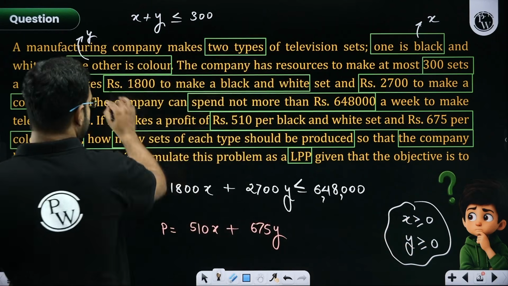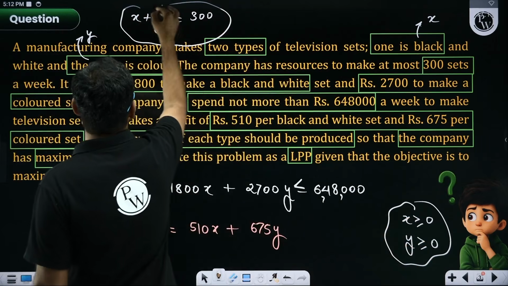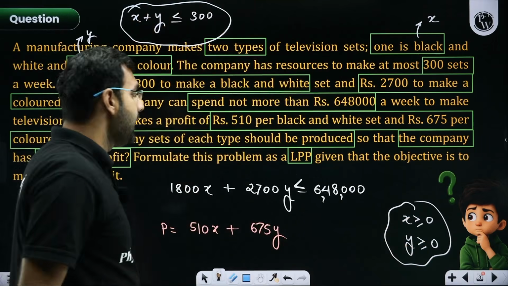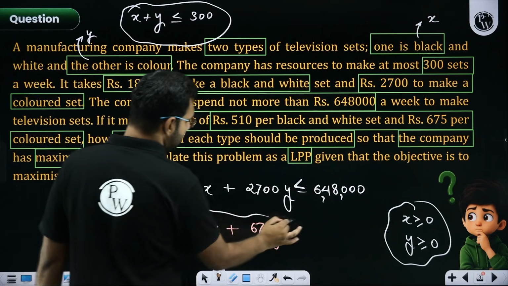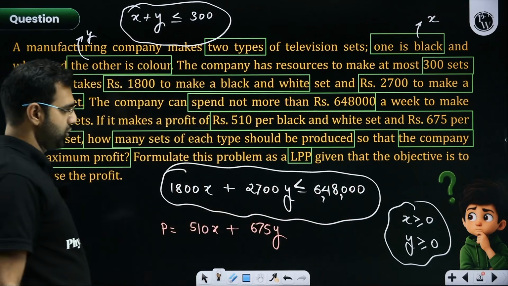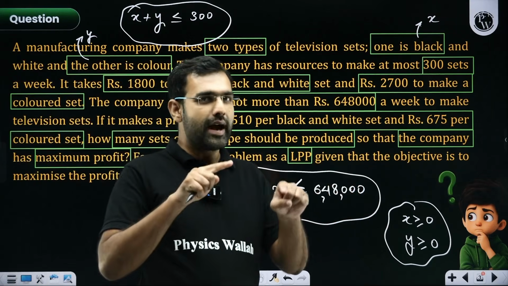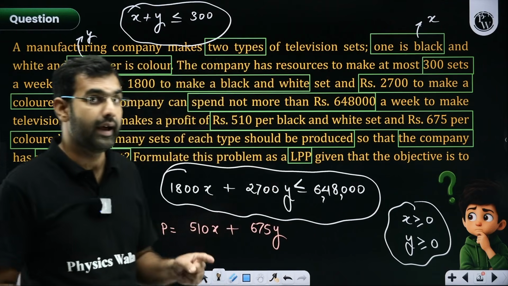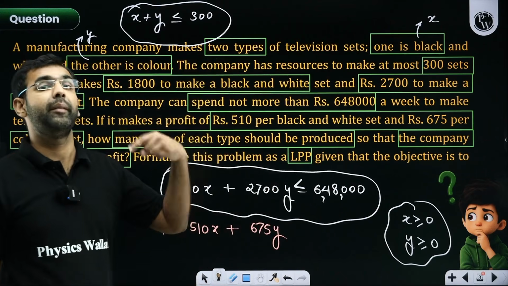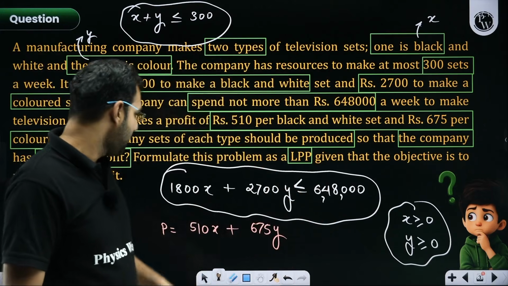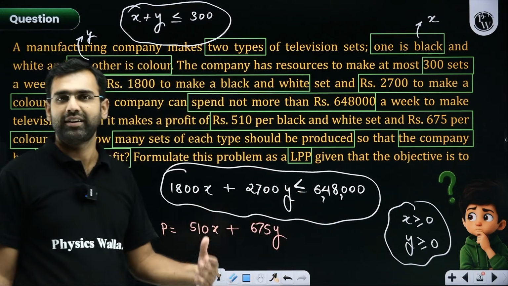And the second condition is that the total number of TV sets will be less than 300. And the money which I'm spending will be this. So this is my third condition. Based on this, I'll first of all get a region. With that region, I'll get corner points. And at those corner points, I'll get the optimized value, maxima or minima, and I'll put those values and check the maximum profit.